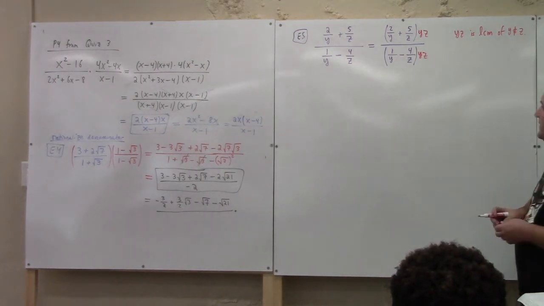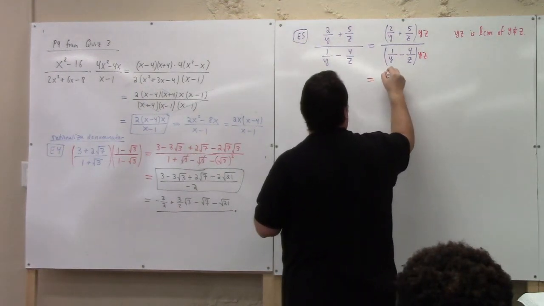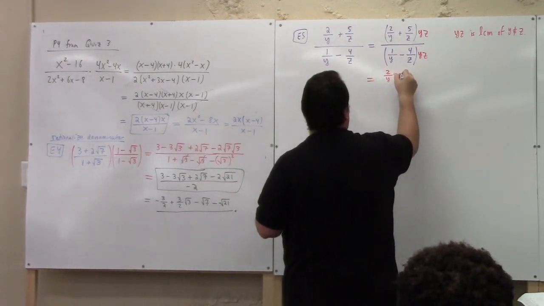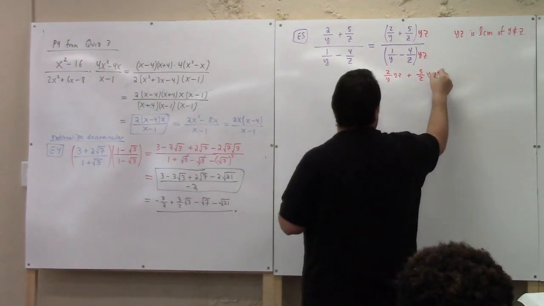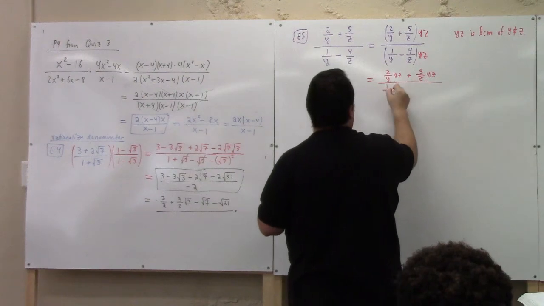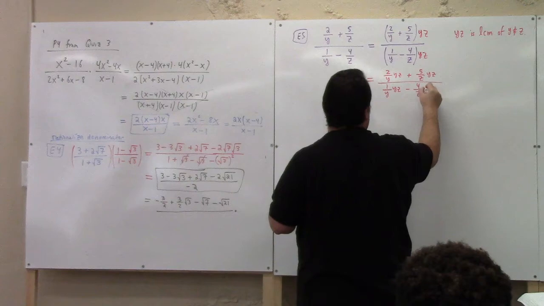So what happens? What do we get? I'll write it out. So it's 2 over y times yz, plus 5 over z times yz, divided by 1 over y times yz minus 4 over z times yz.